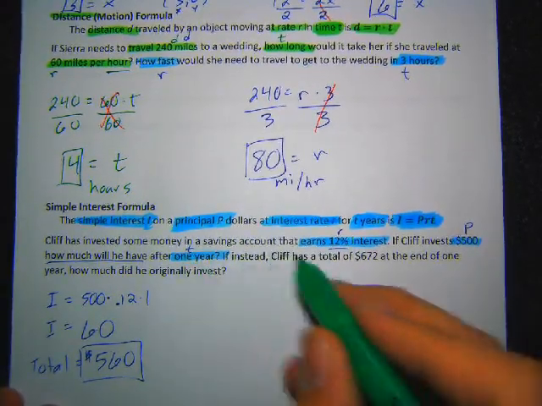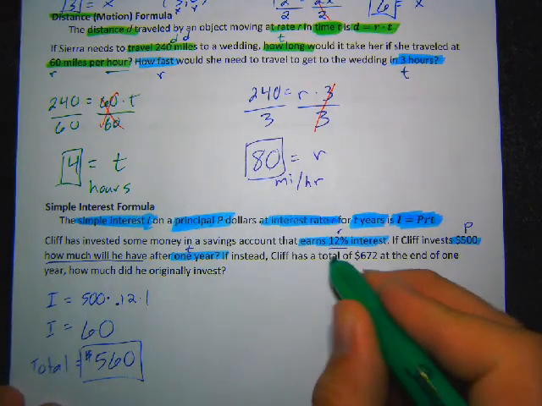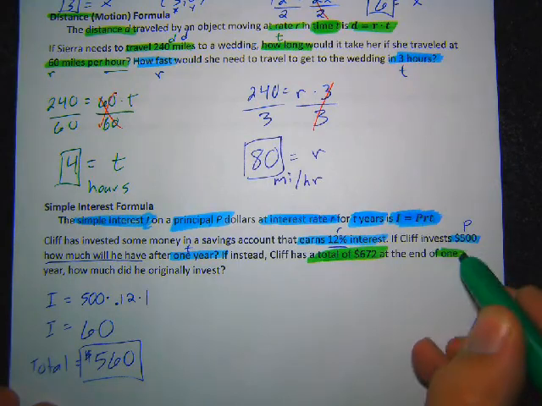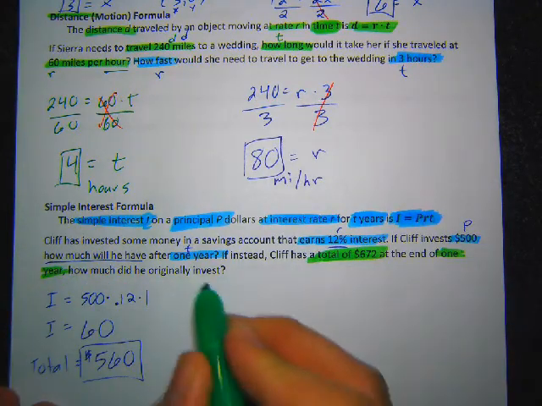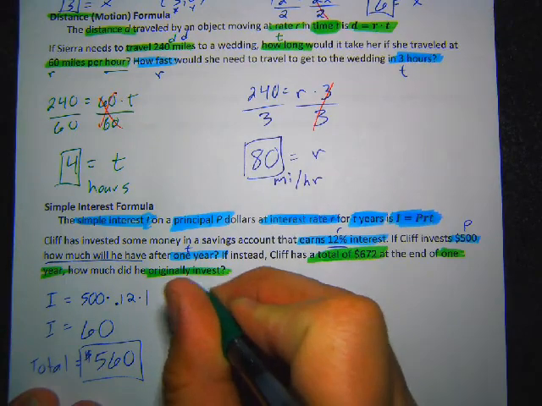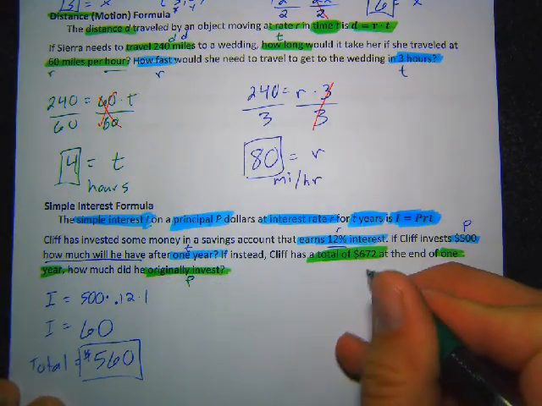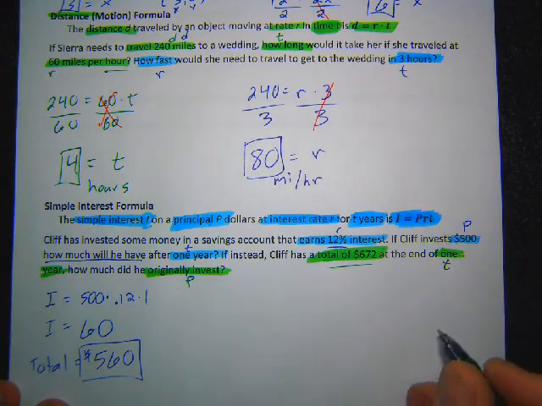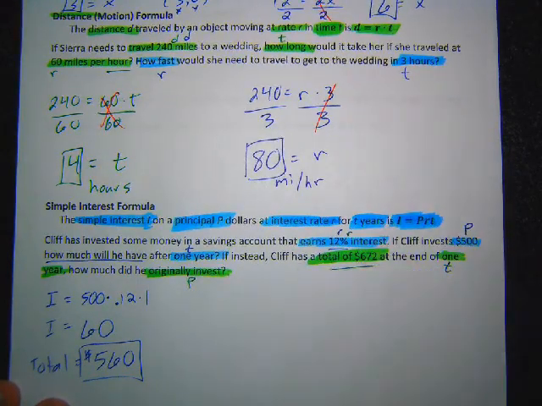Instead of doing it that way, if instead Cliff has a total of $672, so that's his total at the end of 1 year. So again, he's doing this just for 1 year. How much did he originally invest? Now in this case, we're actually looking for the principal. What was the principal? If his total was $672 and he had 1 year for his time, and we're still going to use that same interest rate because it didn't say anything about changing the interest rate. So we'll use R as 12%.